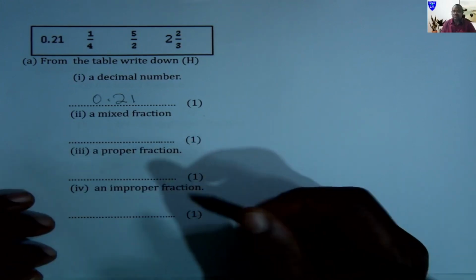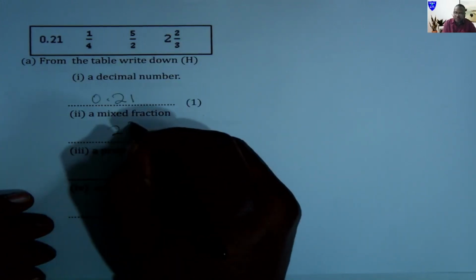Now, number 2, A2 is a mixed fraction. So our mixed fraction there is 2 1/3.